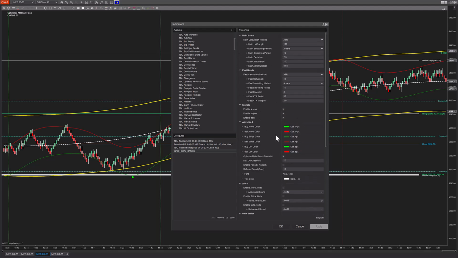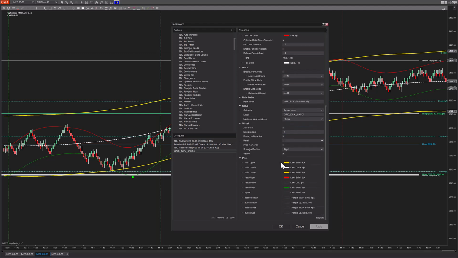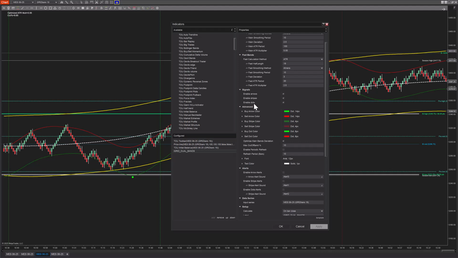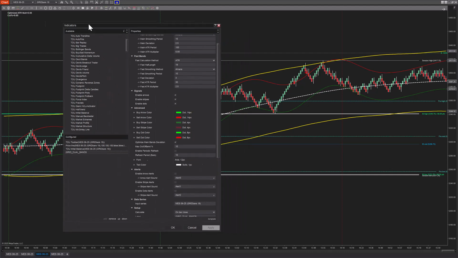Everything else here is, well, there's all the color choices. As you can see, I changed the colors. I think by default they just come in sort of a silver. I just changed the colors here to make it stand out for this video. Up here, we have choices of whether we want to see arrows, stripes, and dots. These are different signals here. Let's go over those very briefly.